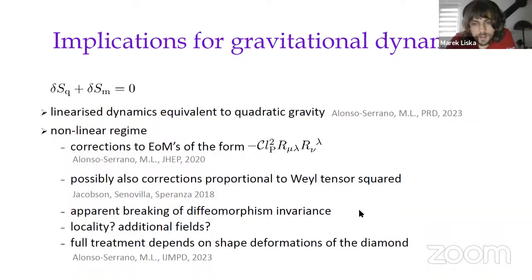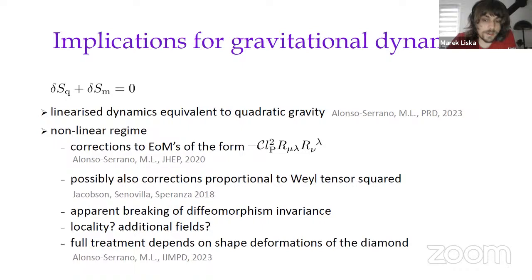The problem is that either of these correction terms cannot appear in a local diffeomorphism invariant theory of gravity that is fully metric. So unless there are some miraculous cancellations when you do the calculation in full, there must be something that changes. One option is we really do break diffeomorphism invariance, and it's certainly possible. We do have sort of a preferred time direction when we construct the diamond, and it's very possible that that happens.